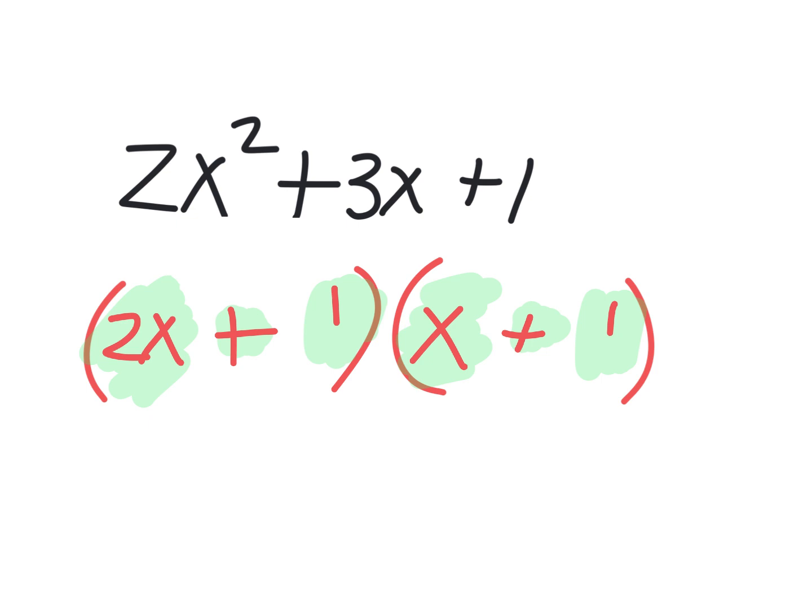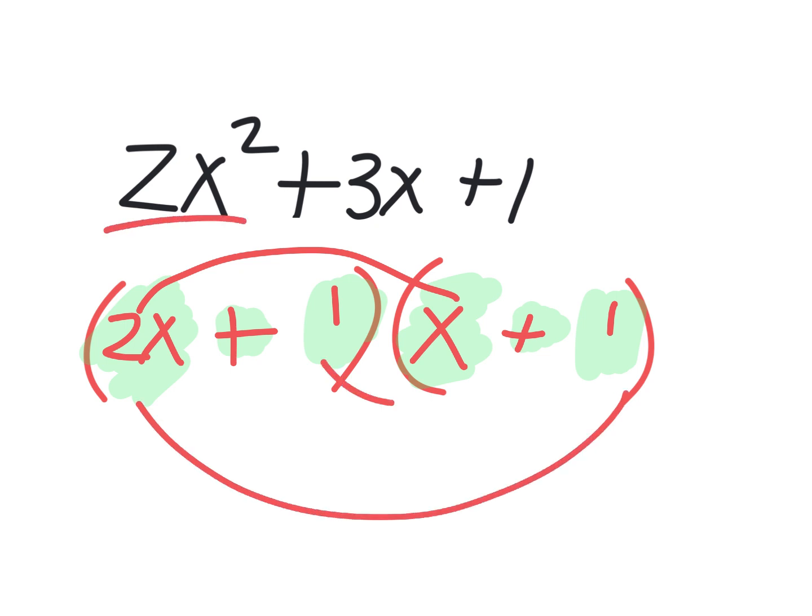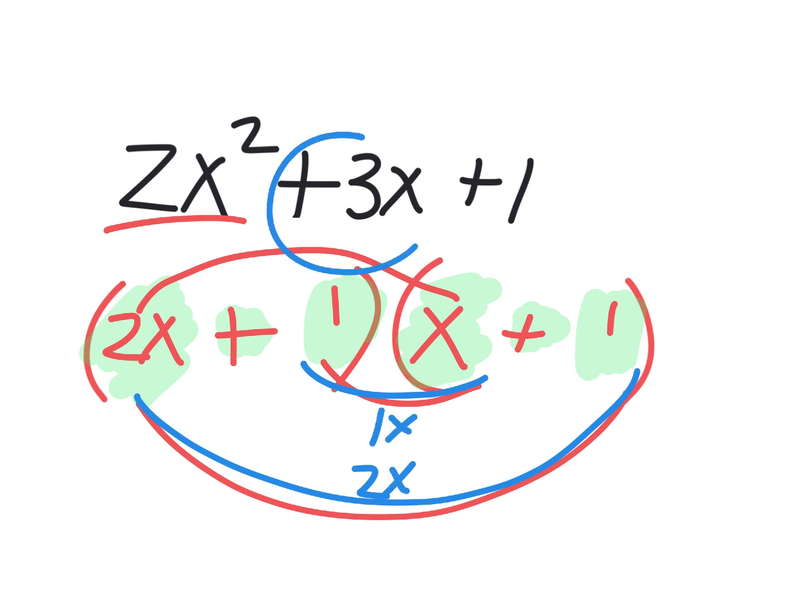Not until you check. 2x times x makes 2x squared. Cool. Outside and inside. This part I'm going to use blue. That's where it's at. Did that work? Because if that worked, you're pretty much gold. 2 times 1 is 2x, and 1 times x is x. And I put them together, I get 3x. Yay! Because the 1 times 1 is going to for sure make 1. That's it. 2x plus 1, x plus 1.